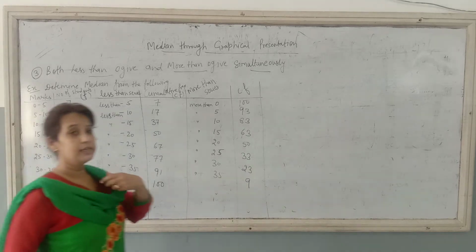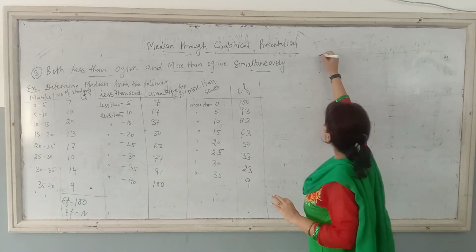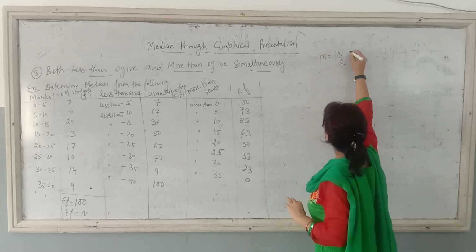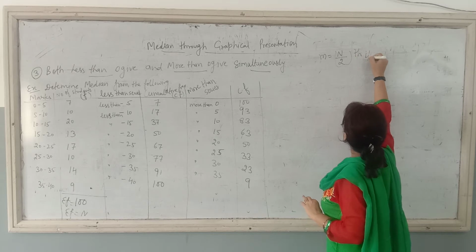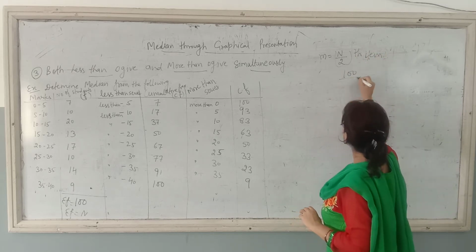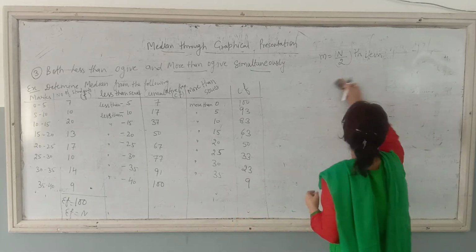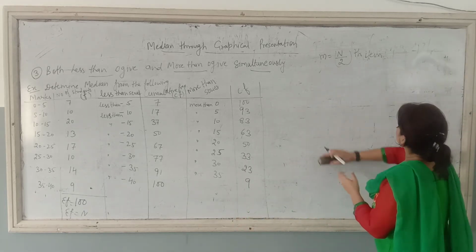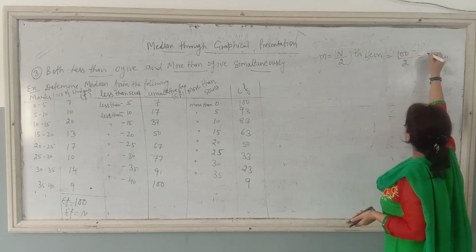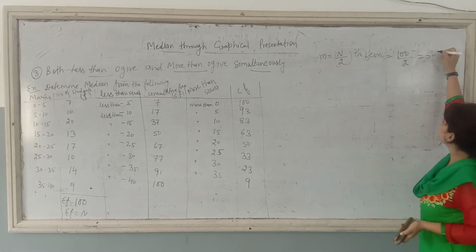Clear? Now, the next step, what do we have to do? We have to find out the median group. By which formula? N divided by 2. All of you know. It is 100 divided by 2. What is the median item? That is 50.